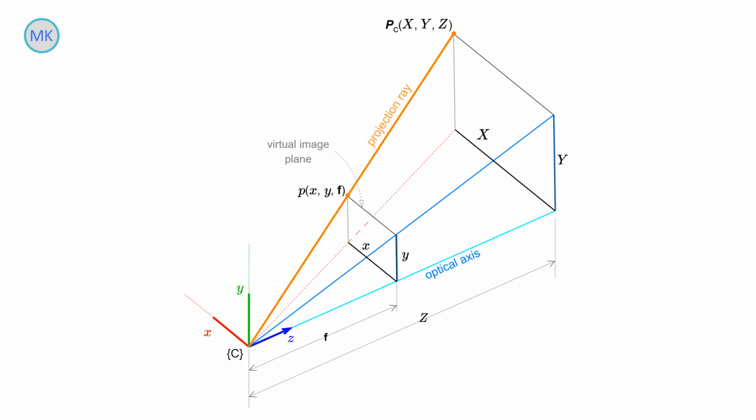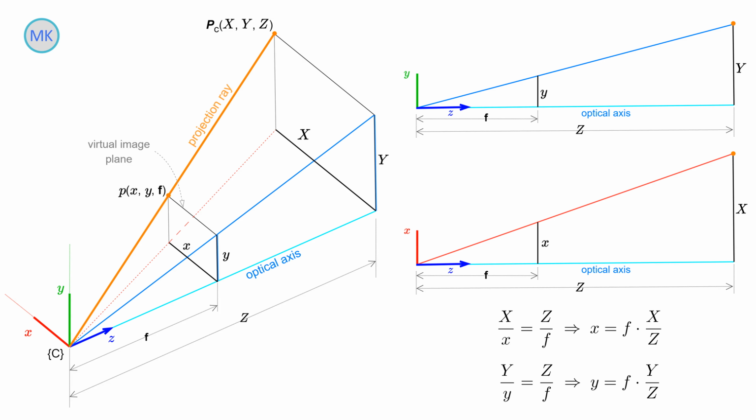In computer vision, it is common to use the central perspective imaging model, shown in the figure. Consider a three-dimensional point, capital P, with coordinates X, Y, and Z in the camera coordinate frame. The image plane is located at a distance f, called the focal length, along the optical axis. A ray from capital P passes through the camera center and intersects the image plane at lowercase p, the projected point.